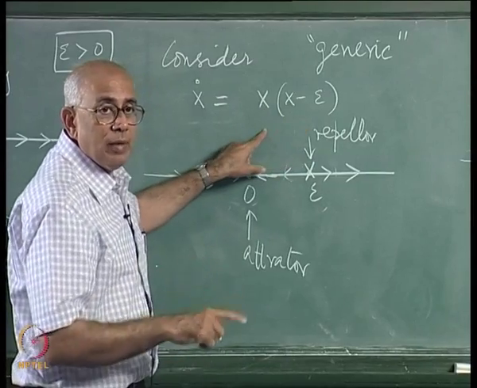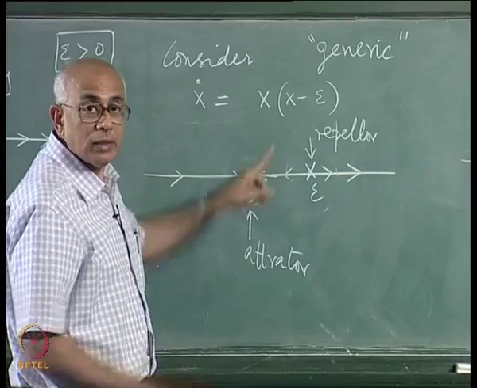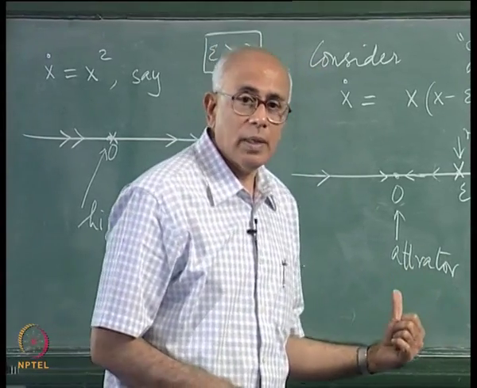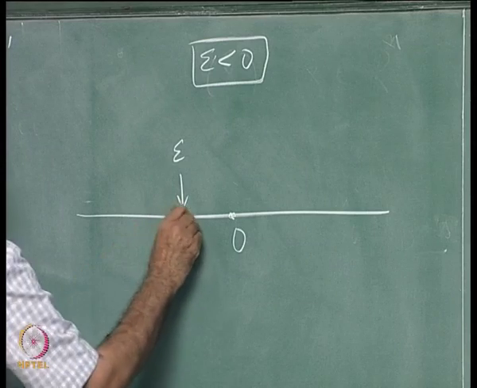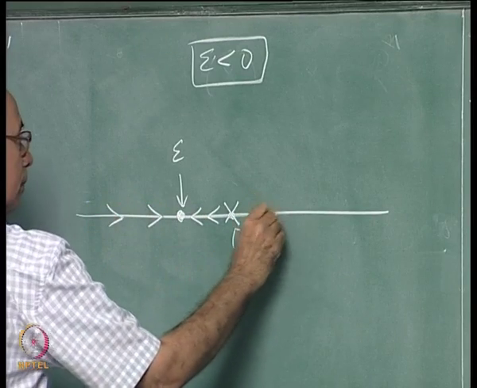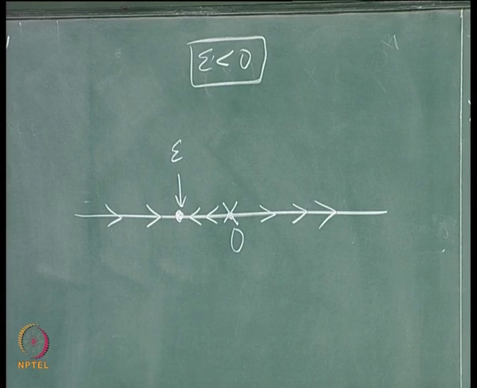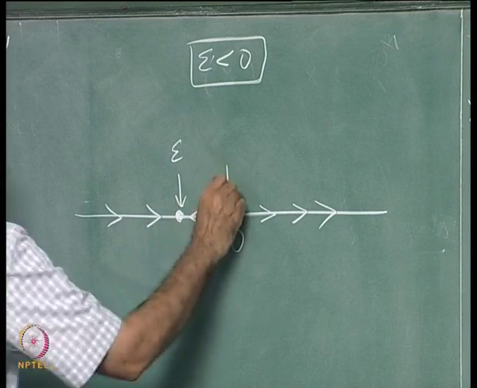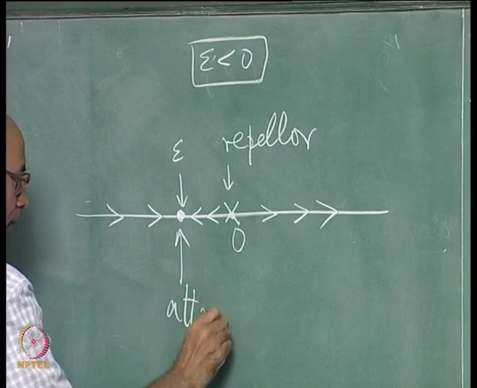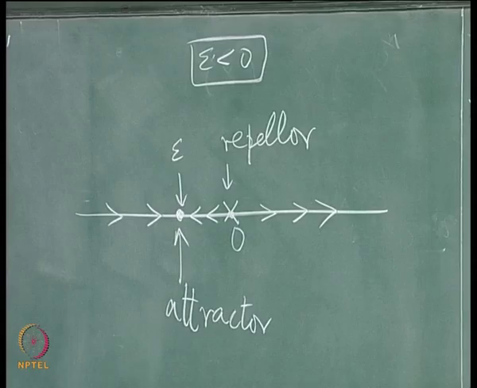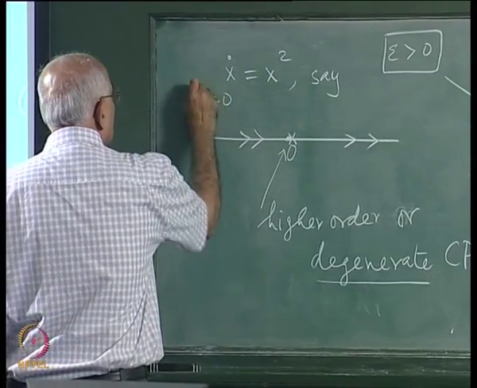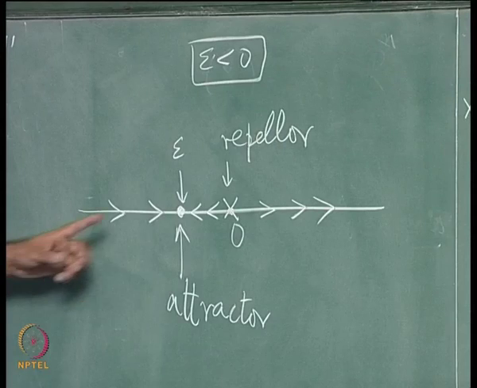Well, near the origin the behavior is minus epsilon x, and if epsilon is negative, minus epsilon is a positive number. So 0 becomes a repeller and the critical point at epsilon becomes an attractor. So you end up with a picture where this is an attractor and that is a repeller, and things flow in this fashion. So 0 becomes a repeller and that becomes an attractor. While this was the picture for epsilon greater than 0, this was the picture for epsilon equal to 0, and that is the picture for epsilon less than 0.